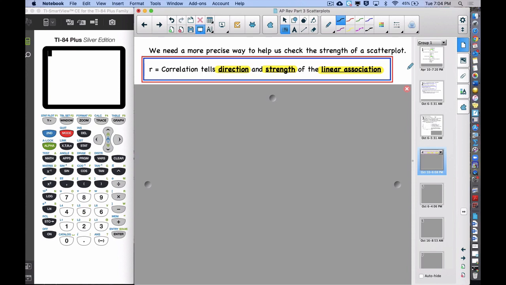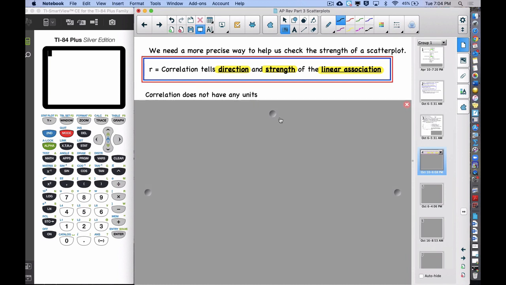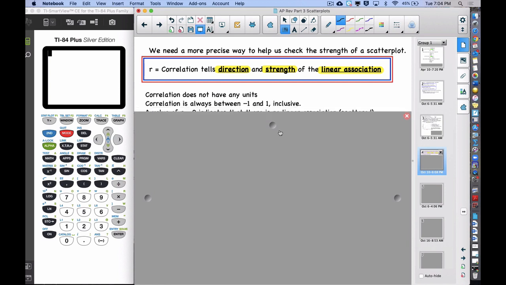If you have curved data, r doesn't really help you tell how curvy it is compared to some curved form. You won't have to worry about that this year because we cut out those chapters due to our virus life here. A couple of things about correlation. Correlation does not have any units on it. It is just a value, and the number itself is telling us what we need to know. Correlation is always between -1 and 1 inclusive, which means it can be exactly -1, or exactly +1, or somewhere in between.